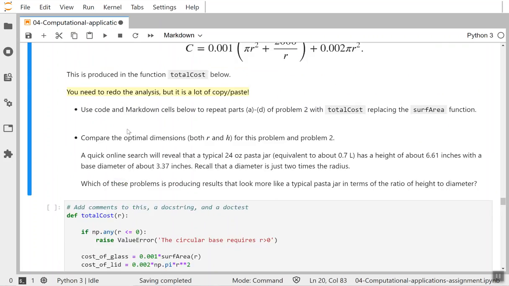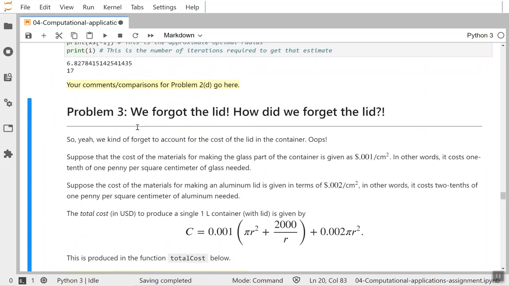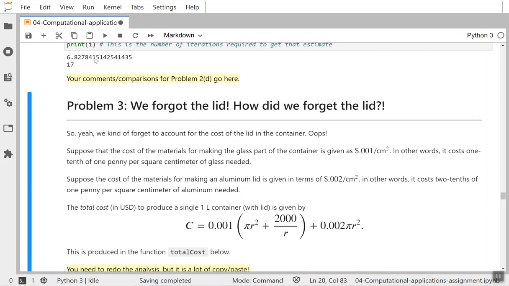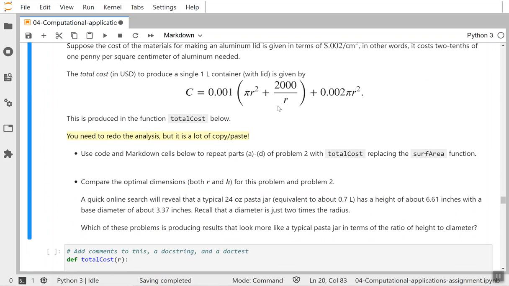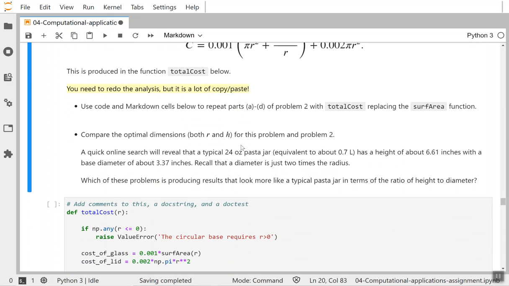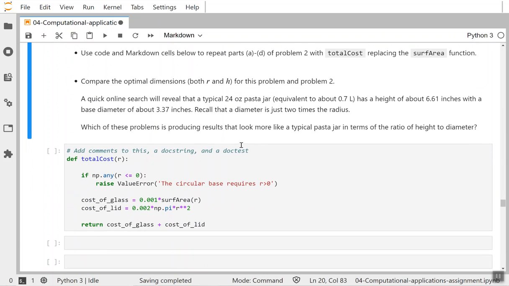Now, we've only computed R so far. I haven't shown you what H is above. You need to use this R value, the one you'll get from optimizing this cost function, to compute what H is. Now, if you do a quick online search, that will reveal that a typical 24-ounce pasta jar, which is equivalent to about 0.7 liters, has a height of about 6.61 inches. That would be H, with a base diameter of about 3.37 inches. A diameter is just 2 times the radius, so you can divide this by 2 to get the radius.